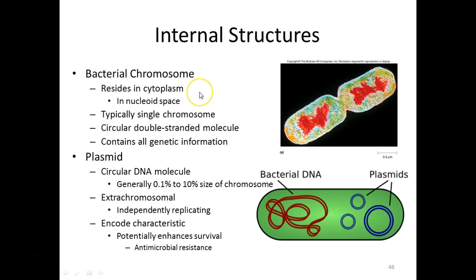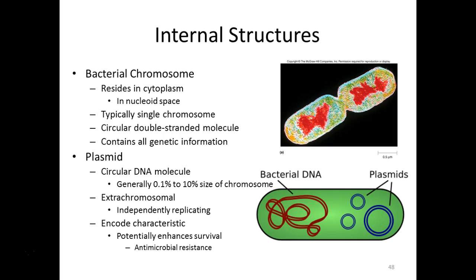So the bacterial chromosome, unlike eukaryotes, it's not encased in membranes, right? It's not in what we call a nucleus, right? That membrane-bound organization and organelle. It's typically referred to as the nucleoid space. Typically they have a single chromosome, and what chromosomes are is not just DNA. It's protein that's associated with that DNA and even some RNA. And the protein is what helps stabilize that molecule. It's like support.